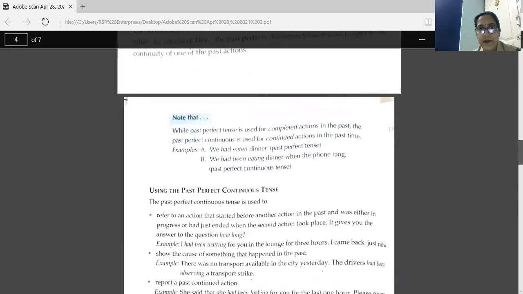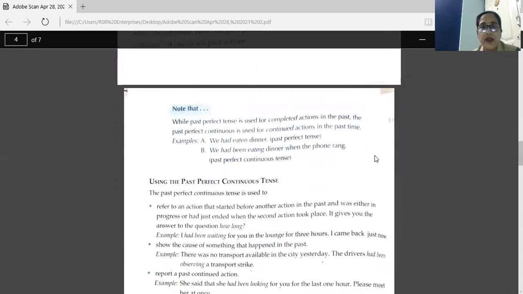Now, next thing, it's here. While past perfect tense is used for completed actions in the past, the past perfect continuous is used for continued actions in the past time. This is the difference between past perfect and past perfect continuous. These two examples given here. We had eaten dinner. That means the work completed. This is past perfect tense.